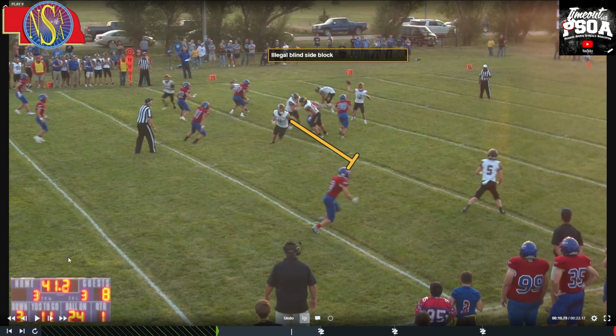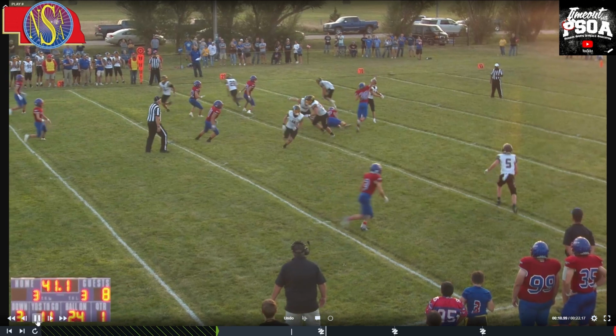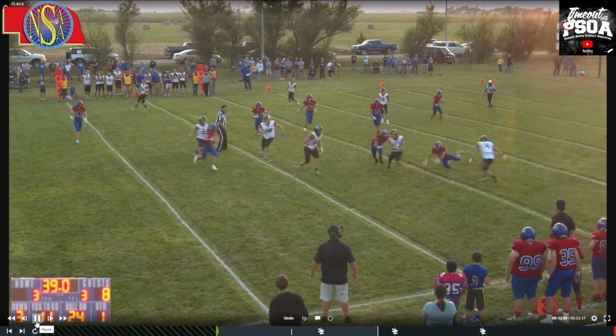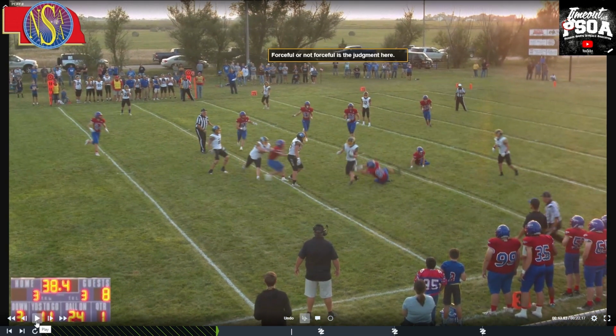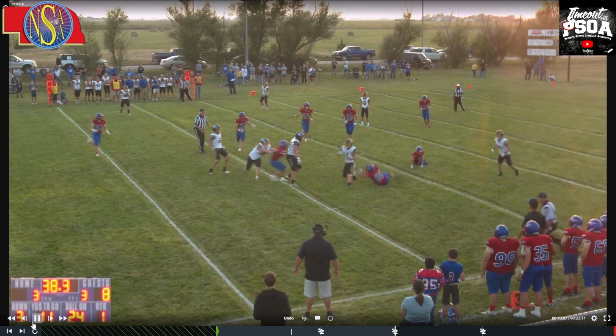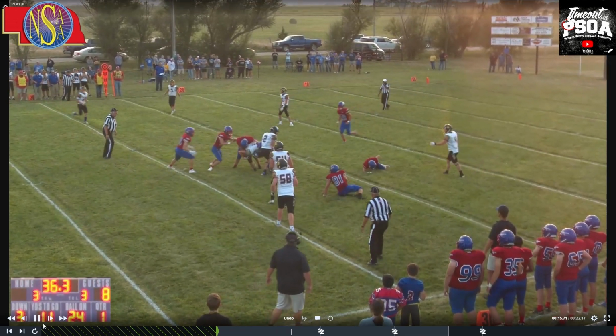Next 2 clips, some more illegal blindside blocks. All right, so we have a block outside the vision of an opponent. The question here is, is this forceful or not forcible? That is our judgment. It almost seemed like he missed. He wanted to decleat that player, but he missed. But it was enough force to have a rib injury.